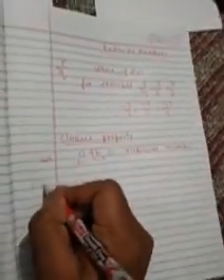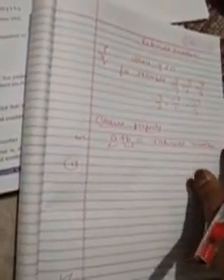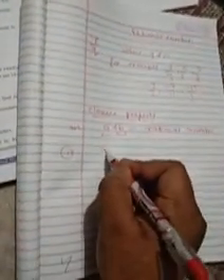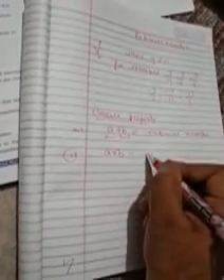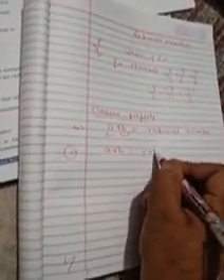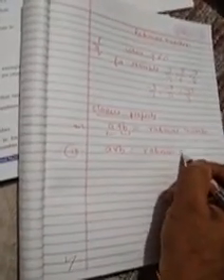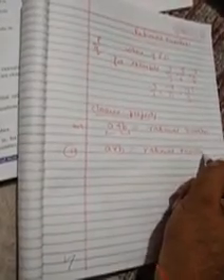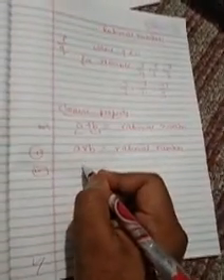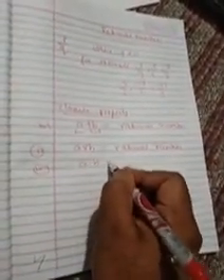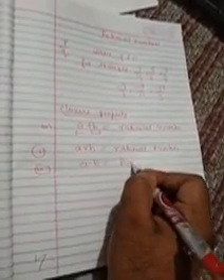Second, the product of two rational numbers is also a rational number. When we multiply two rational numbers, it will always give a rational number. The difference of two rational numbers is always a rational number. a minus b is also a rational number.